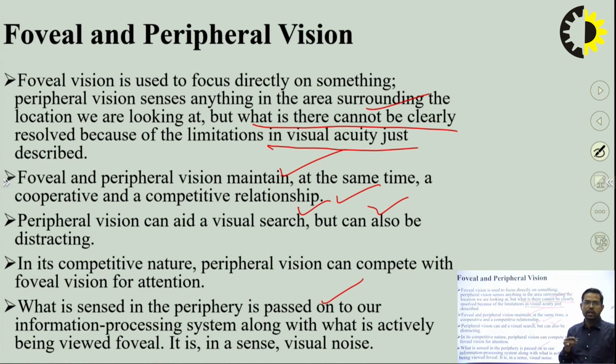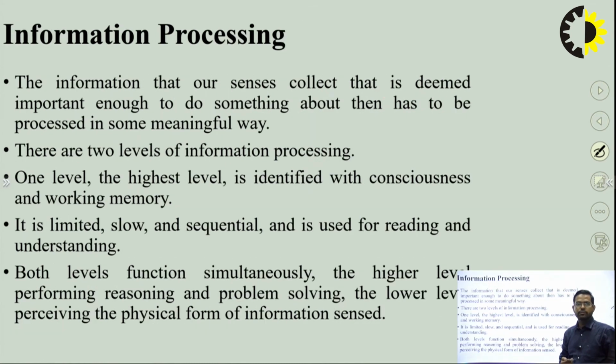So it is, in a sense, visual noise. Information processing is just like our mind taking information from our sensory storage, for example taking the pen from the table, and that gives a signal from my mind to my hand. So information is processed from one location to another. Information that our senses collect and deem important enough to do something about has to be processed in some meaningful way.